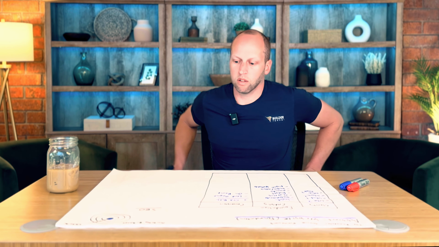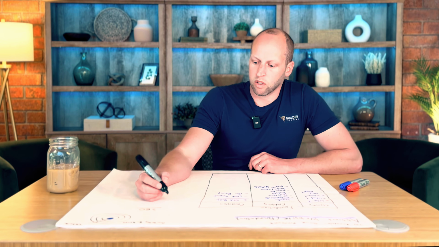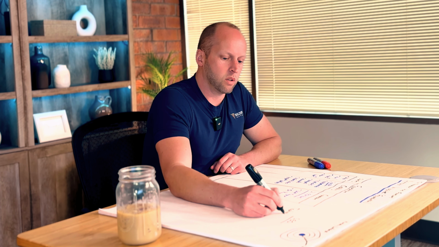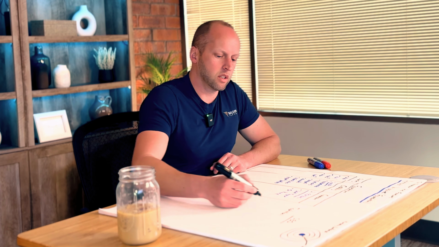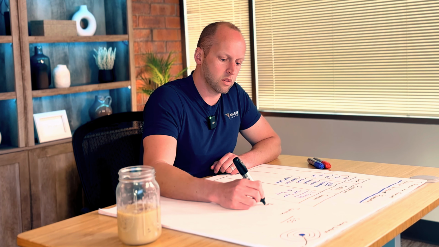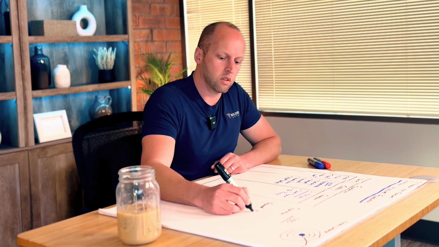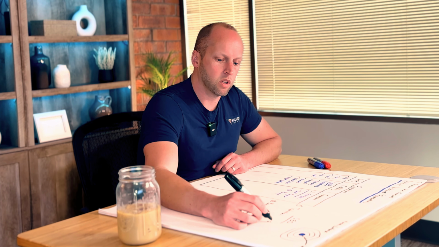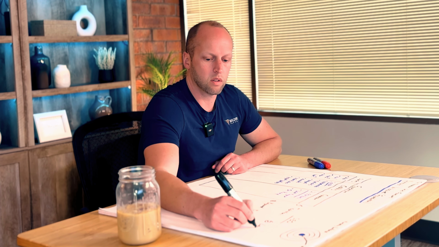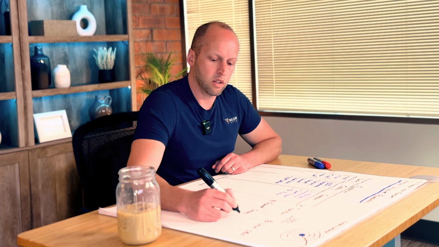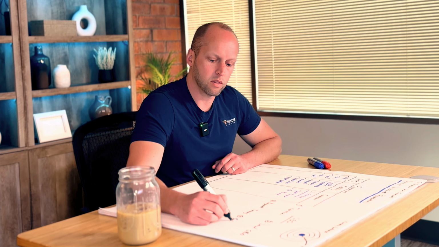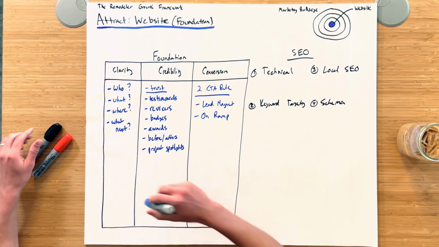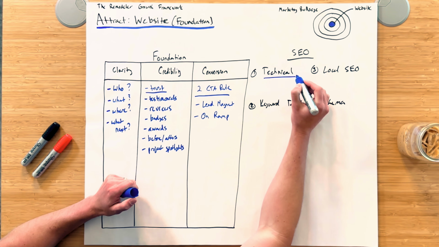So let's talk about the 4 buckets of SEO, and we're going to split this into, we've got technical, and we've got keyword targeting, so 1, 2, we've also got local SEO, and then we have schema. Okay, so technical SEO, what does this look like?